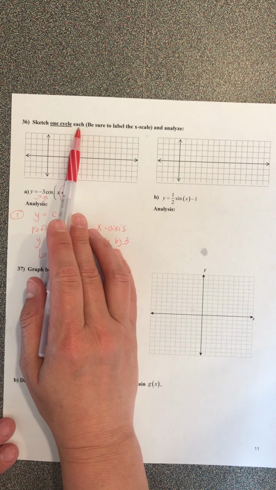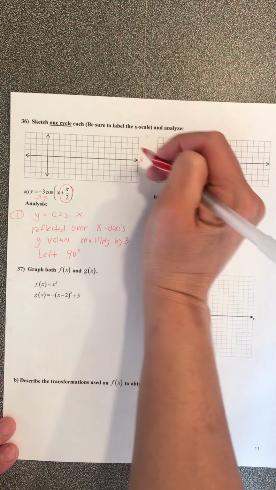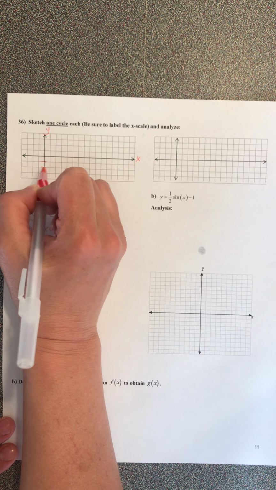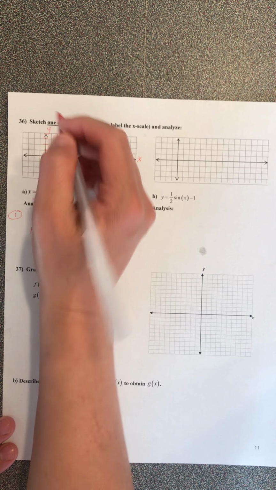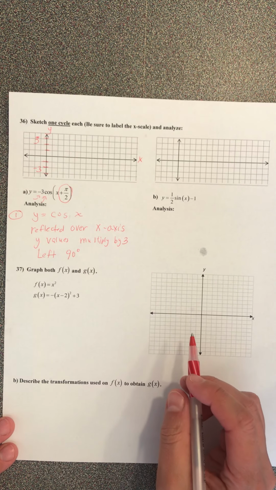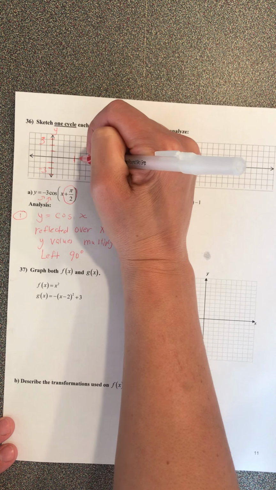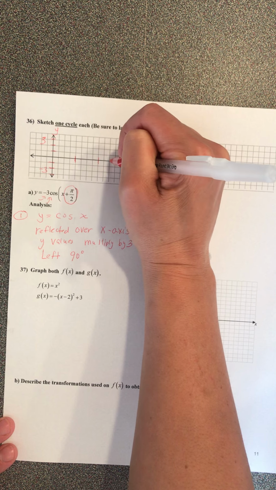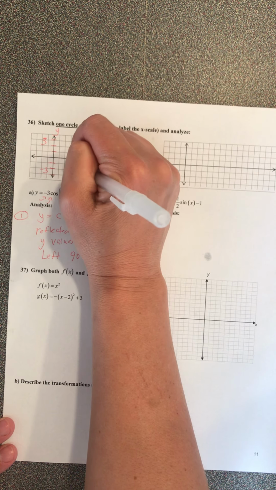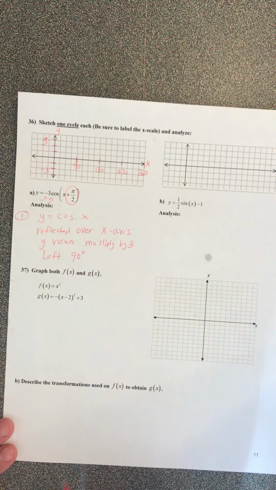Okay, sketch one cycle. Be sure to label the x and y. So we want to make sure that we have the x and the y. And we know that we're going to be at 3, so you're going to go 1, 2, 3, 1, 2, 3. And this is 3, -3. And we can go ahead. 1, 2, 3, 4 on the x axis, so we have 90, 180, 270, 360.